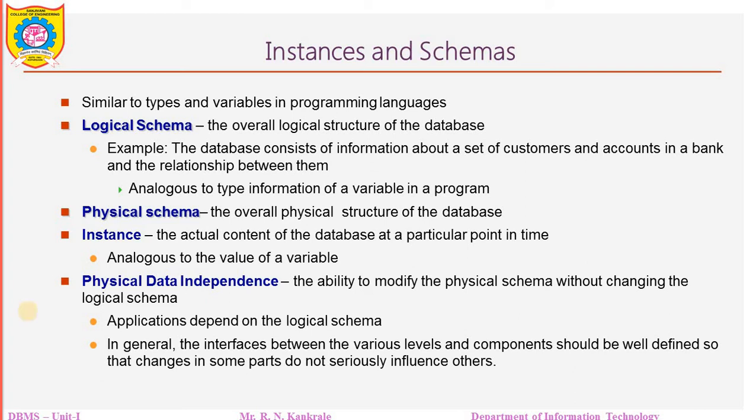So physical data independence is the ability to modify the physical schema without changing the logical schema. Applications depend on the logical schema. In general, interfaces between various levels and components should be well defined so that changes in some part do not seriously influence the other. So physical data independence means that without changing the logical schema, we change the physical schema, and the applications depend upon the logical schema. The components of the database need to be defined in a proper manner.